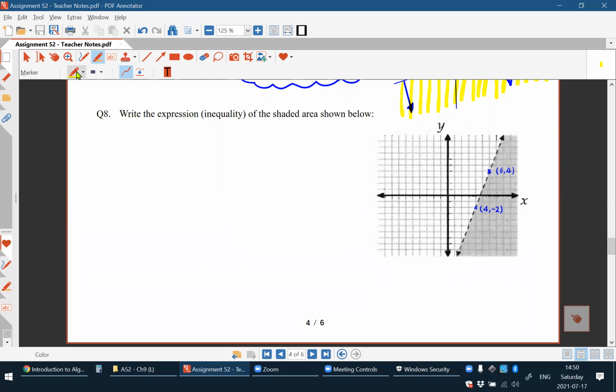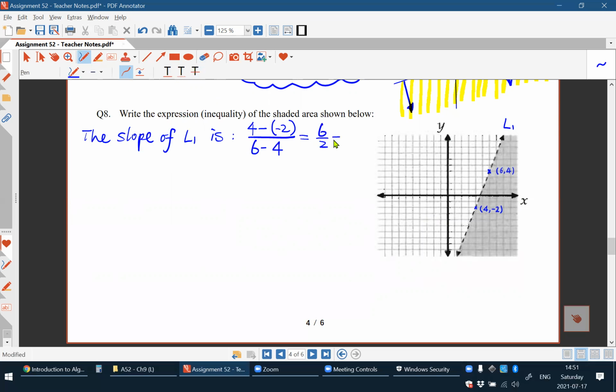Okay, so first of all, we need to find the equation of this line, right? How do you find the equation of this line? We know that this line crosses 2 points. One point is (6, 4), the other point is (4, -2). So first of all, we can find the slope of the line. Let's call it L1. The slope of L1 is delta y over delta x. Delta y is 4 minus (-2), over delta x, which is 6 minus 4, which is 6 over 2, which gives us 3.